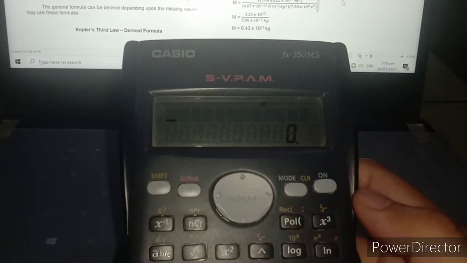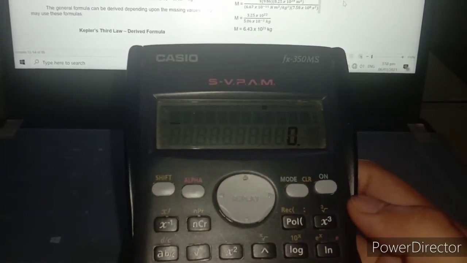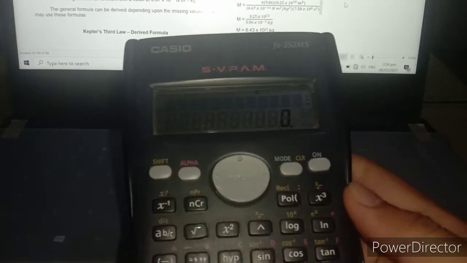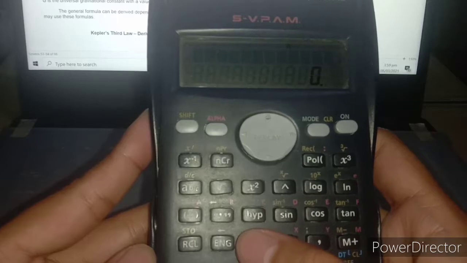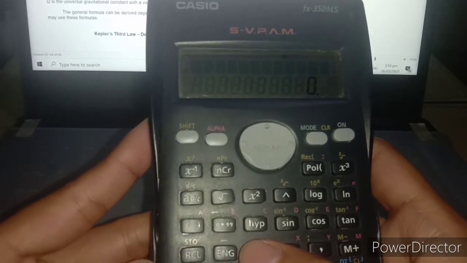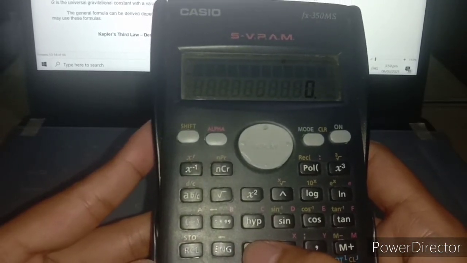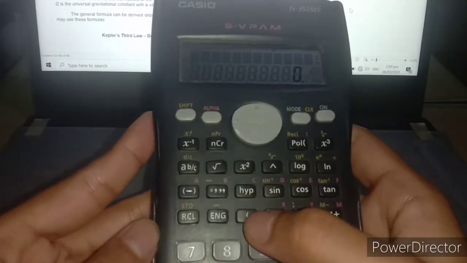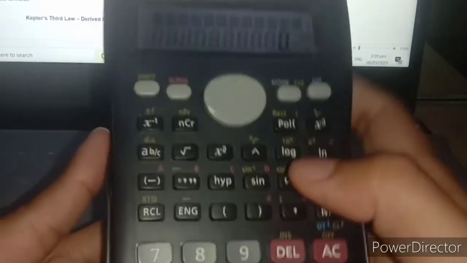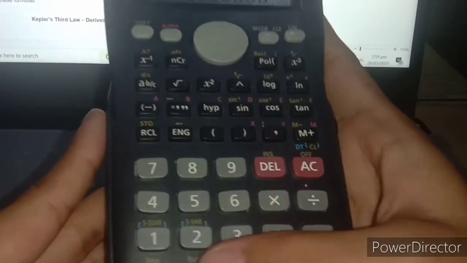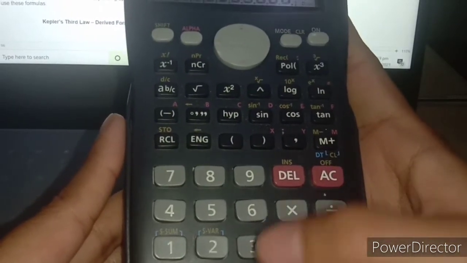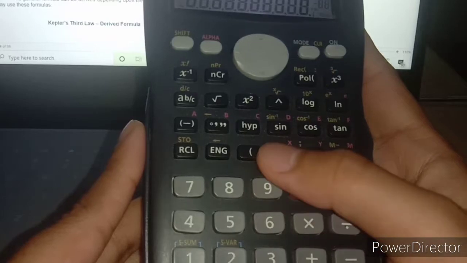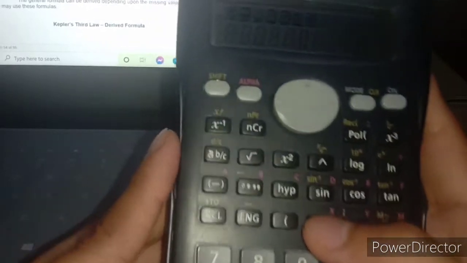Okay? Ang gagawin naman po ninyo is kumbaga diretso na siya. Halimbawa, yung 9.38 times 10 raised to 6 pa rin, cube. Pwede naman diretso na. Just put a parenthesis and then 9.38 EXP 6 and then close parenthesis.